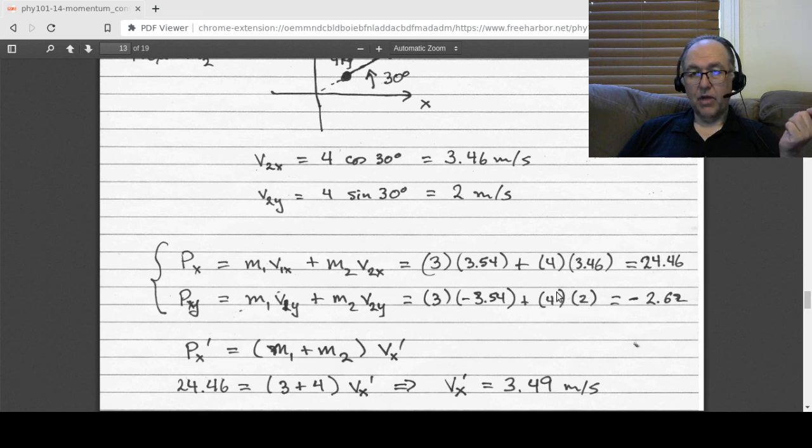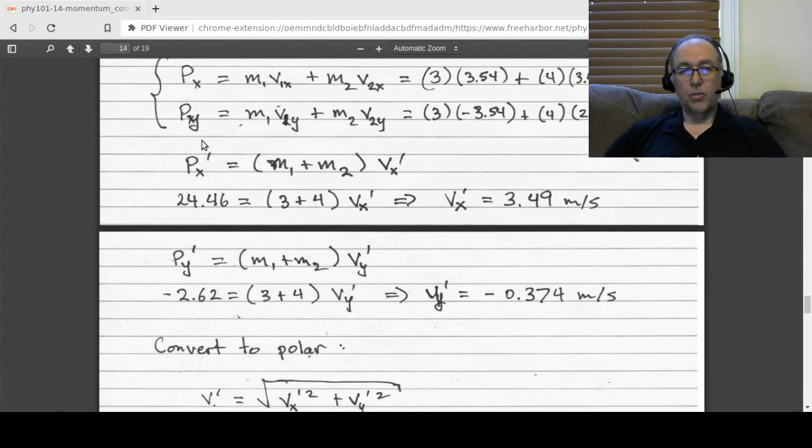That's the 2 we found here, okay? So we found the x and y components so that we could substitute into this equation. And that gave me a total momentum, y component of my momentum, of negative 2.62 kilogram meters per second. Okay, great. So we've got the total momentum before the collision. What's the total momentum after?